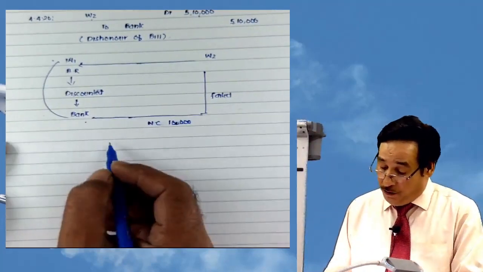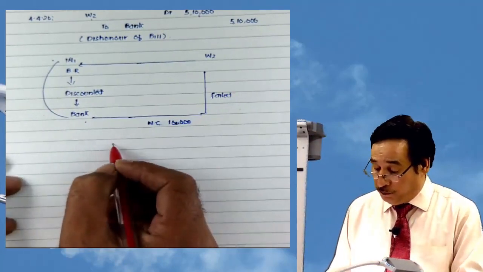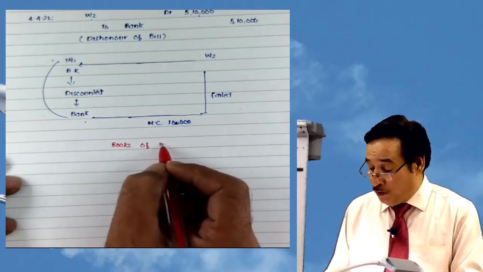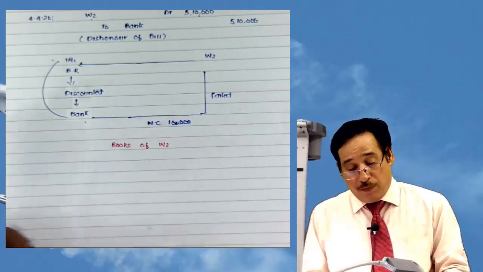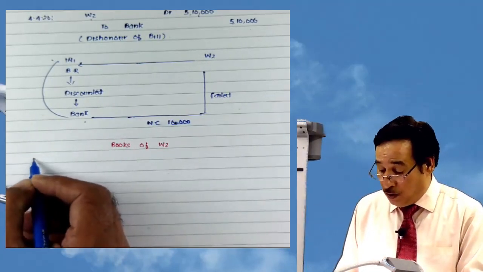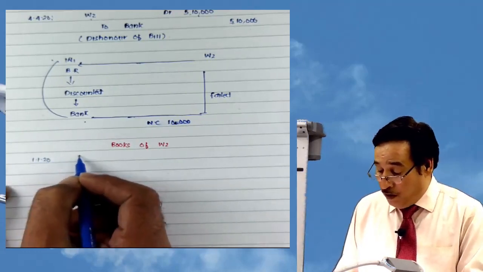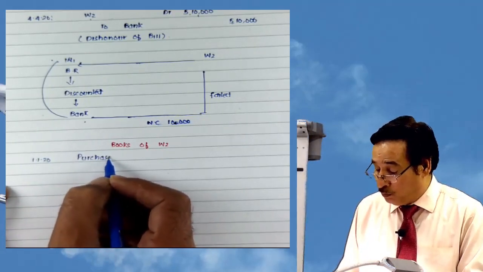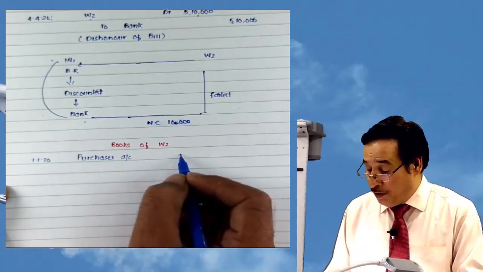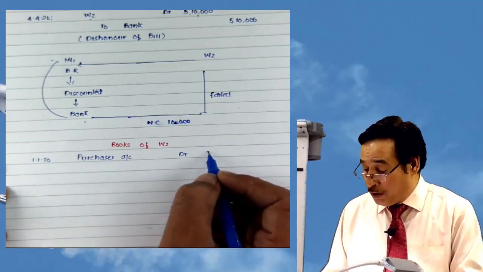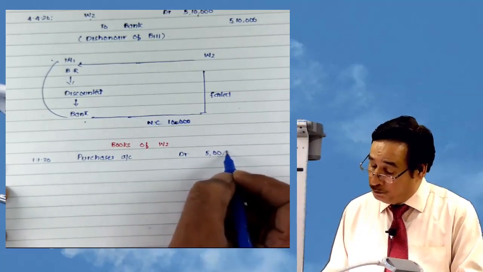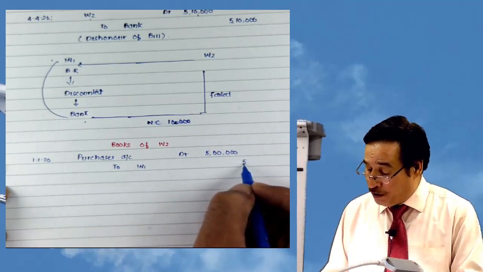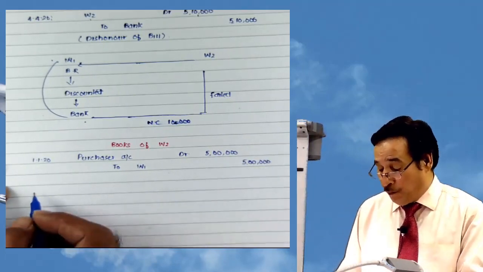And now the books of W2, the drawee. Now we go over to W2. On 1/1/2020, W2 purchases goods. Purchases account debit, that is 5 lakh, to W1 account. We purchased goods worth rupees 5 lakhs. This entry is for the purchase of goods.